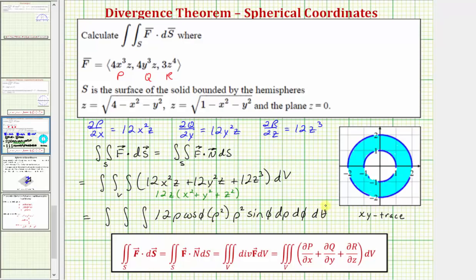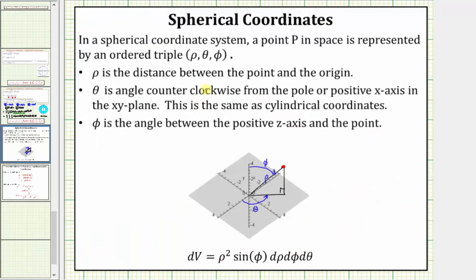And now let's work on determining the limits of integration for rho, phi, and theta. Remember, in spherical coordinates, rho is the distance between the point and the origin. Theta is the angle counterclockwise from the pole or positive x-axis in the xy plane, and phi is the angle between the positive z-axis and the point. All that information is shown here.